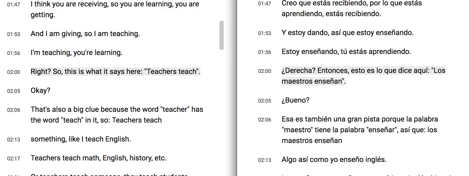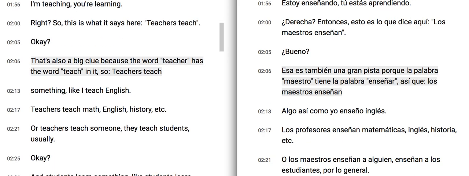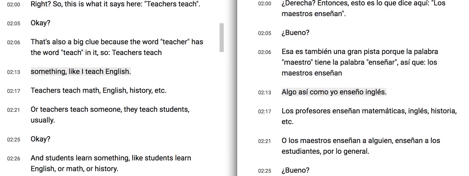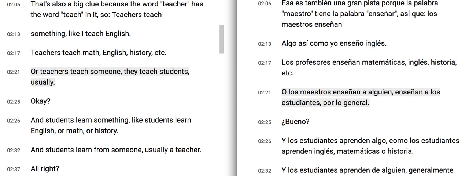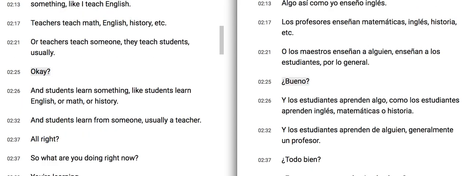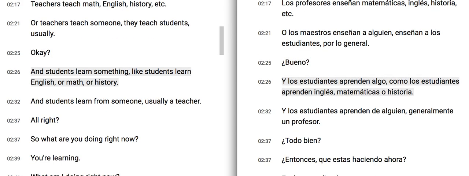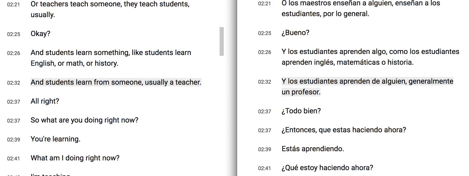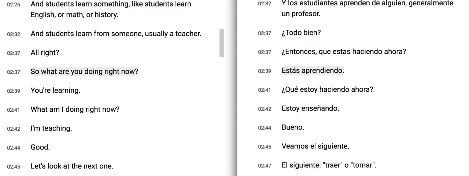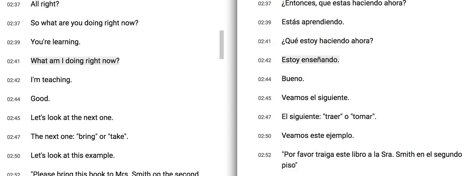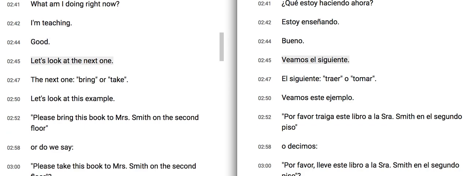Teachers teach, okay? That's also a big clue because the word teacher has the word teach in it. So teachers teach something, like I teach English. Teachers teach math, English, history, etc. Or teachers teach someone. They teach students usually, okay? And students learn something, like students learn English or math or history, and students learn from someone, usually a teacher. All right? So what are you doing right now? You're learning. What am I doing right now? I'm teaching. Good. Let's look at the next one.